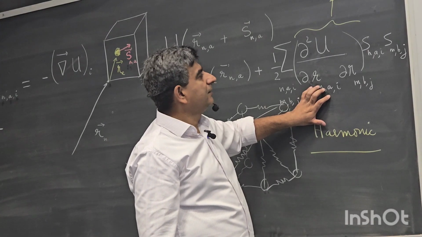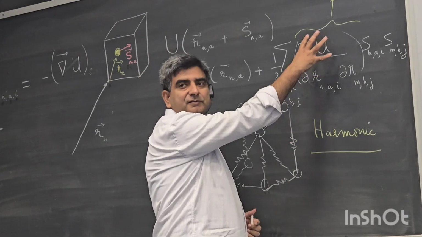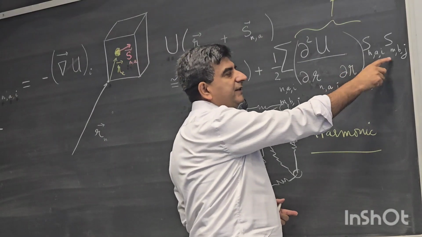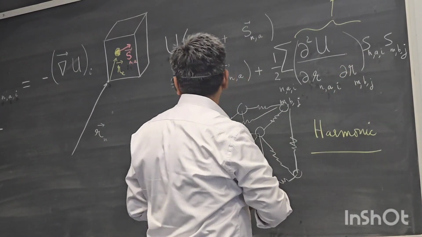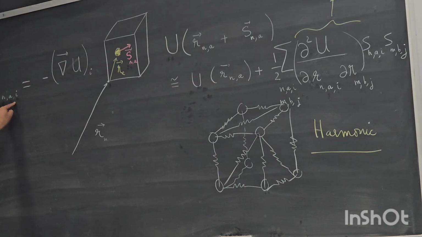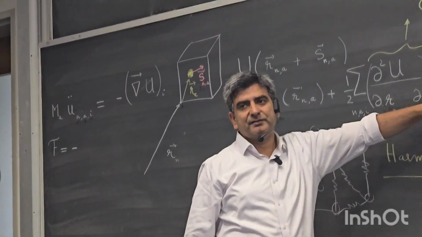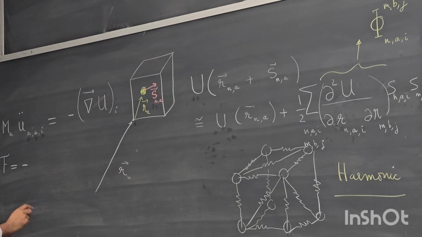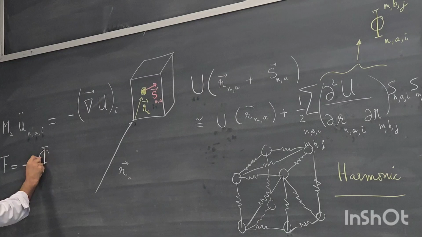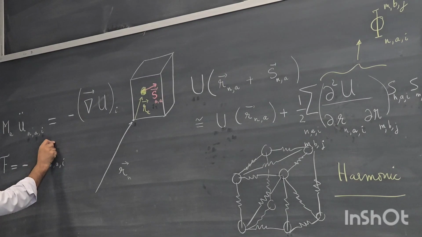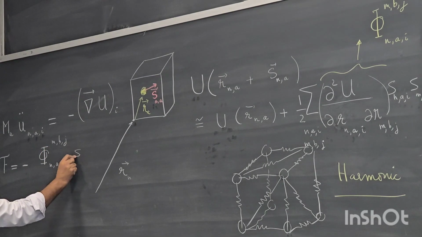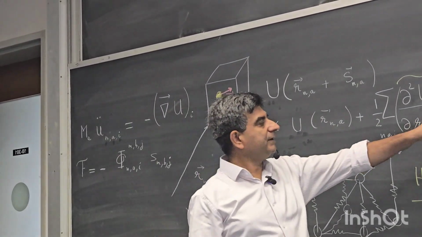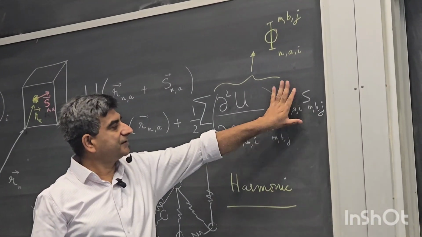Okay? So this is of course a constant because this depends upon the strength of the interaction, and I take the derivative of these two terms with respect to s_nai, since I'm talking about nai. So I will just be left with mbj. So this thing will give me minus phi nai mbj s mbj, right? Because the derivative of this with respect to s_nai is just this term, okay?